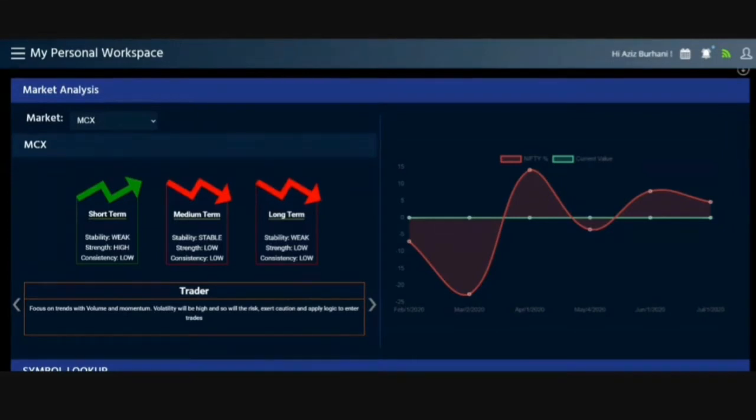So what do short term, medium term, and long term mean? Let us assume we are looking at Nifty, or NSE for that matter. If you combine the long term charts of all the stocks of NSE, and let us assume that the trend is up, but for the last 4 months, the trend is coming down. The short term will tell you how strong, how stable, and how consistent that short term 4 month trend is.